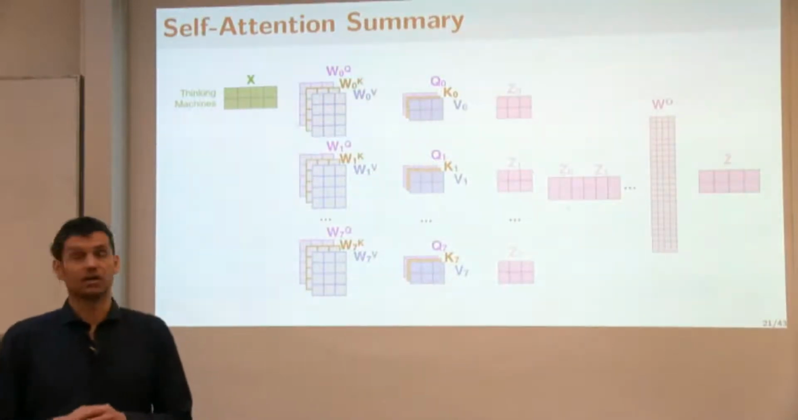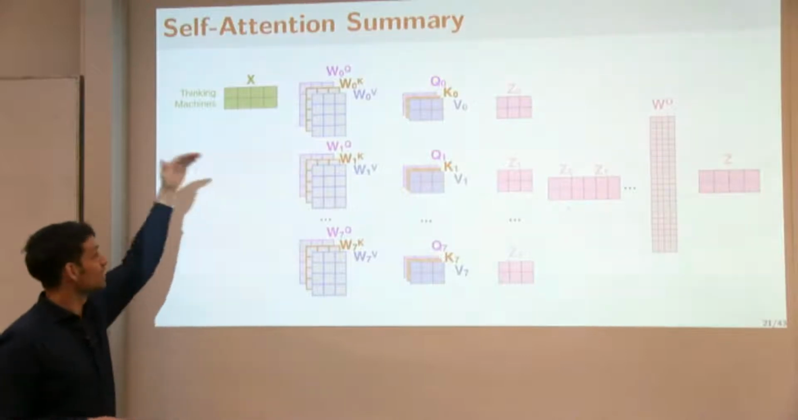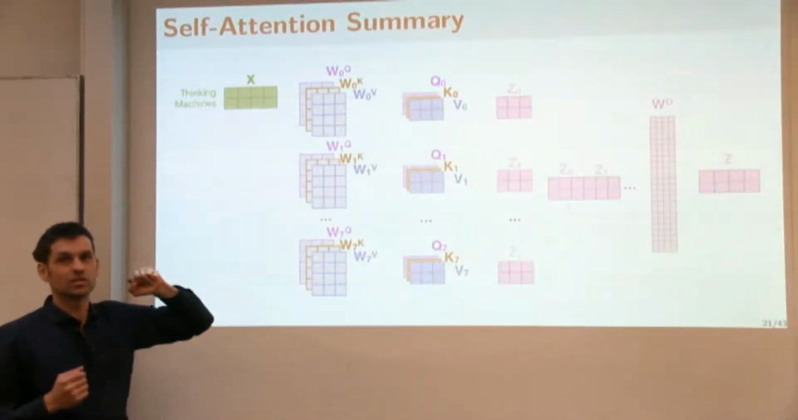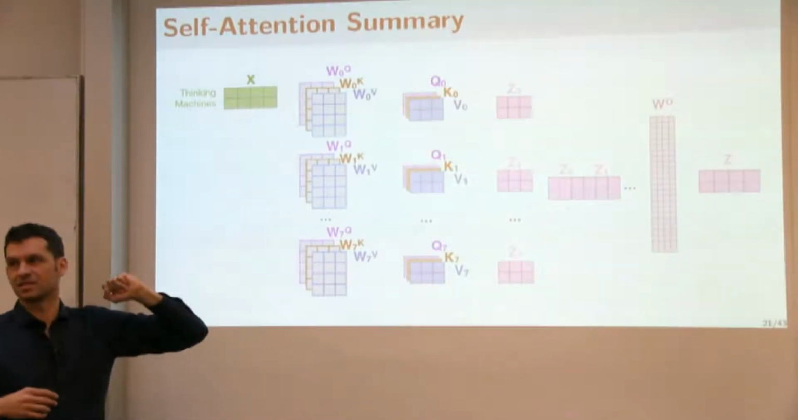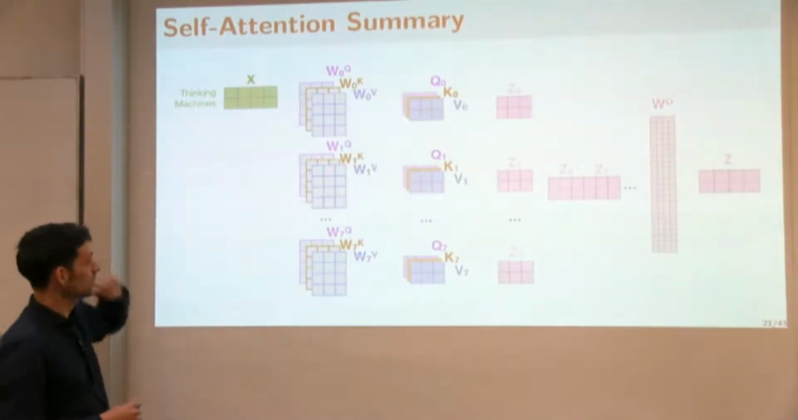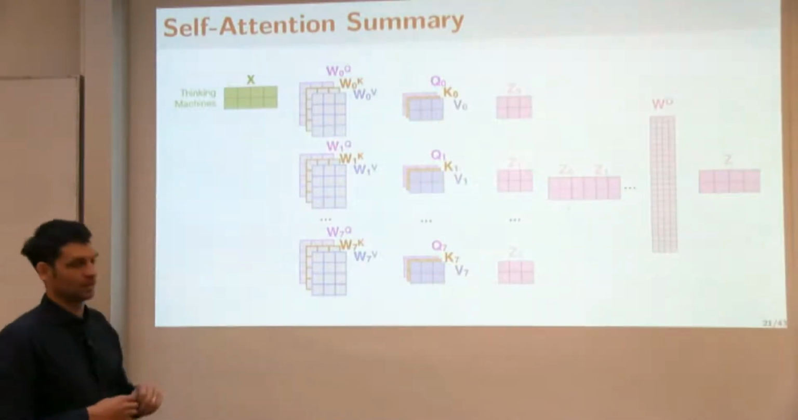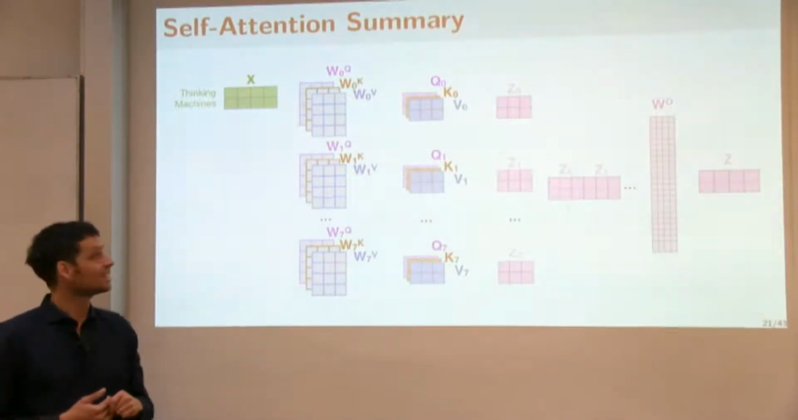So here is the summary of the self-attention. You have the input sequence of representations. At the beginning, these are the embeddings of individual words combined with the positional encodings. At the subsequent layers, this is the previous layer representation.